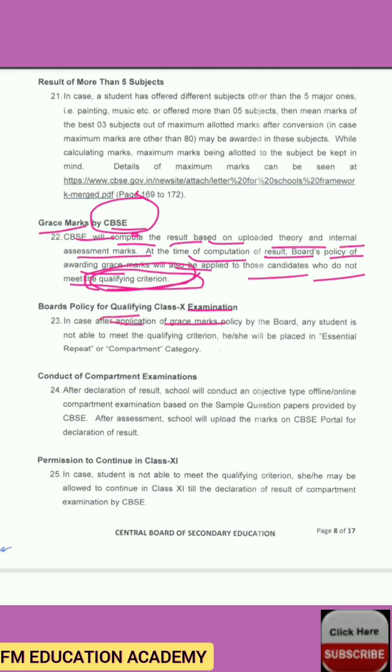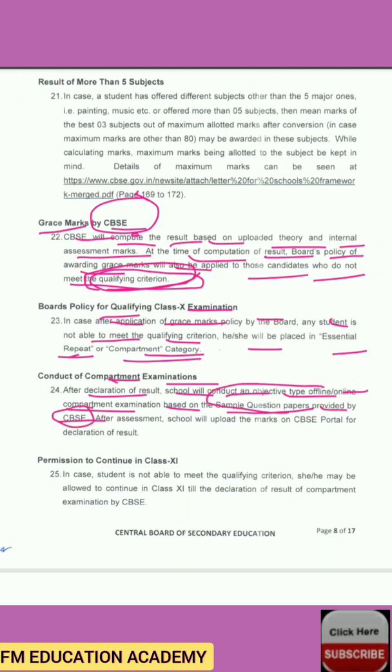In case after application of the grace marks policy by the board also, any student is not able to meet the qualifying criteria, she will be placed in the essential repeat or compartment category. Then, conduct of compartment examinations. After declaration of results, the school will conduct an objective type offline or online compartment examination based on the sample question papers provided by CBSE. So the CBSE board had provided sample question papers to students. If any student is failing and is not able to qualify, then the compartment examination will be taken by the schools only. And what will be the question paper? The question paper of each subject will be the sample question papers.